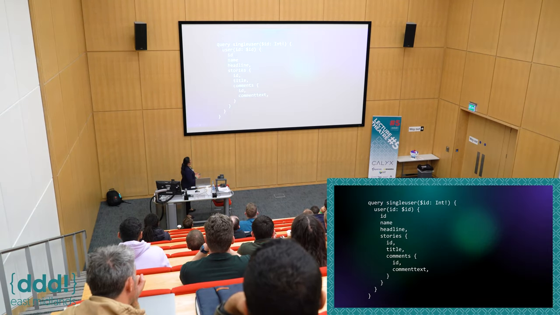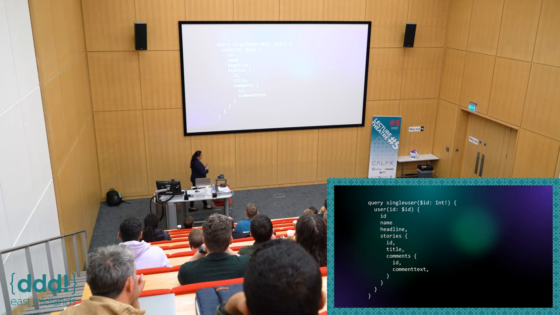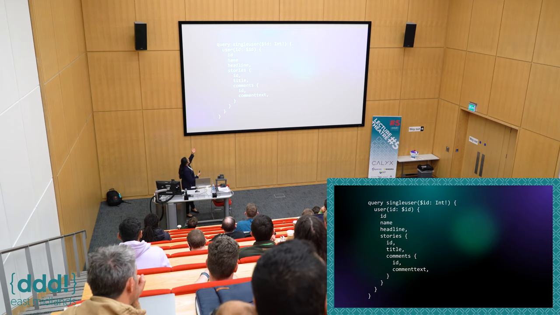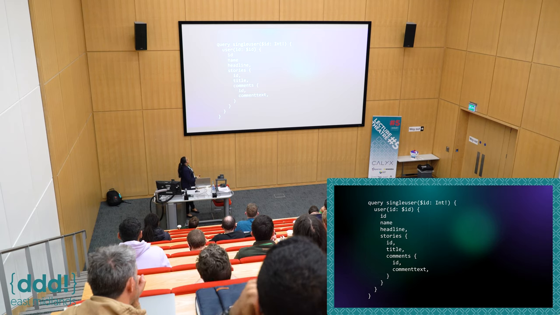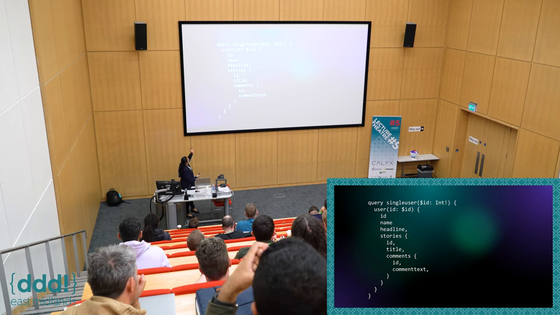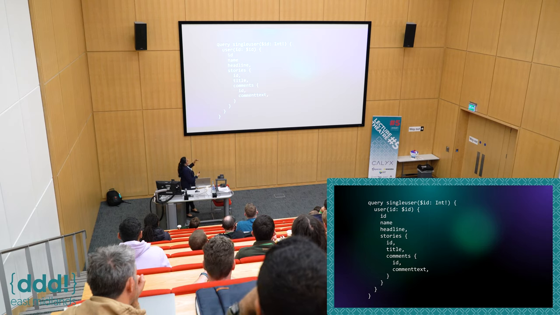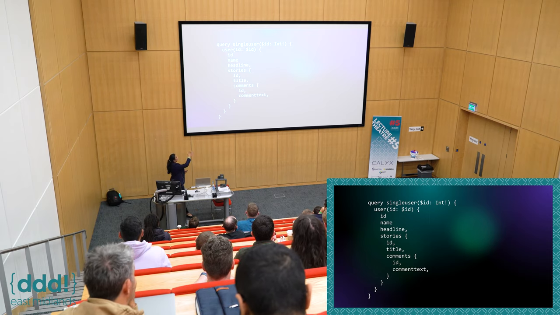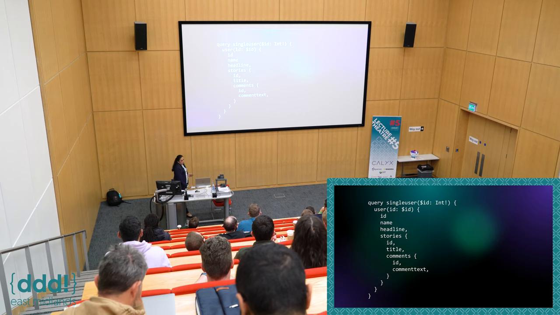Now, what happens if I extend it to get all the data about a user, the stories, and the comments about a story? I would write a complex query of some sort like this. Starting with the user, I ask for the ID, name, and headline. Then I can go ahead and get the stories, the story details. And for the story details, I can get the comments. And for each comment, I can get ID, comment text, etc. I haven't implemented this in my solution, but this is how it can work if you implement it in the solution.